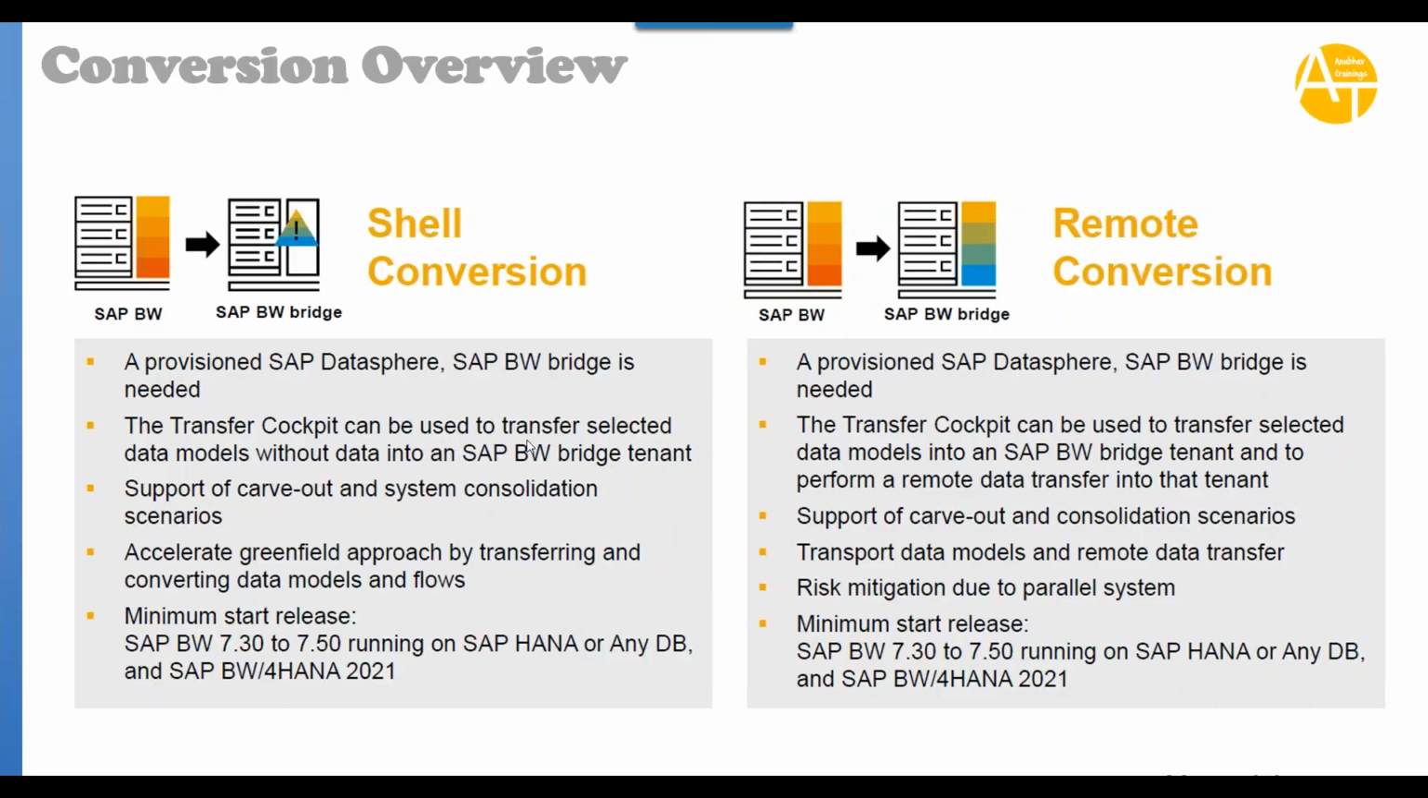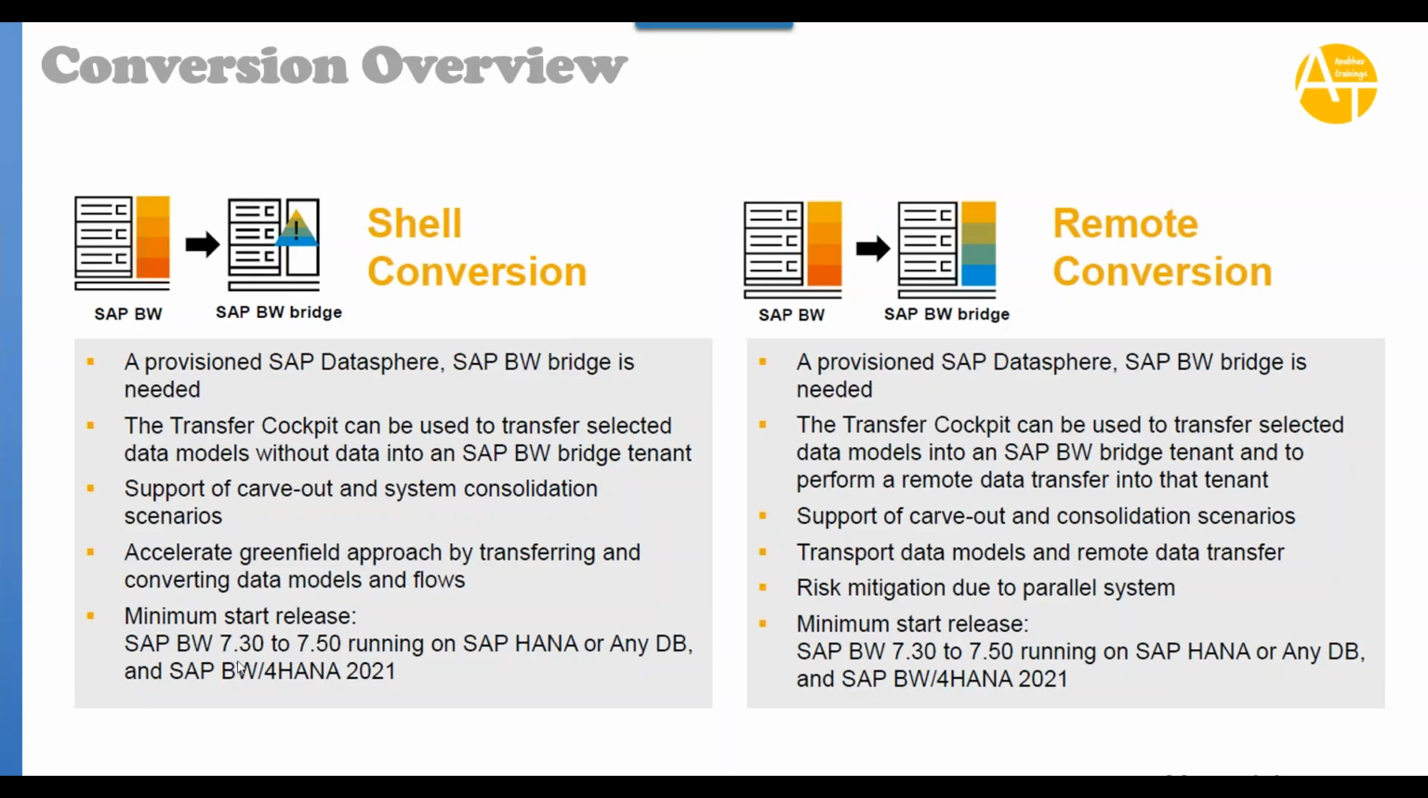The transfer cockpit can be used to transfer a selected data model without the data into the BW bridge tenant, whereas here the transfer cockpit can be used to transfer a selected data model into the BW bridge tenant and to perform remote data transfer into the tenant. It supports the carve out and system consolidation scenario. Here also it supports the carve out and consolidation scenario. Then here we have accelerating the greenfield approach by transferring and converting data model and flows. Here it transports data model and remote data transfer.